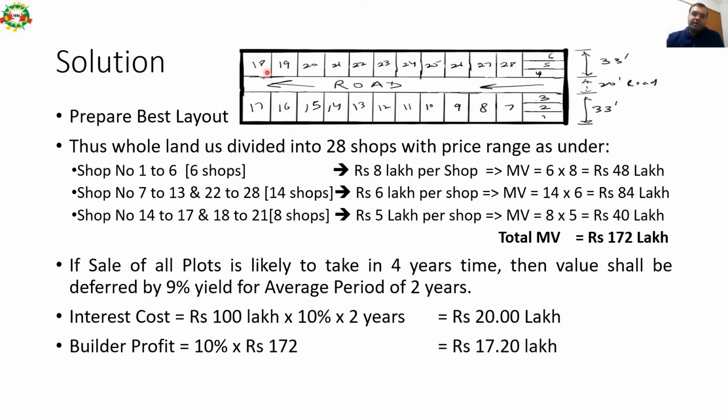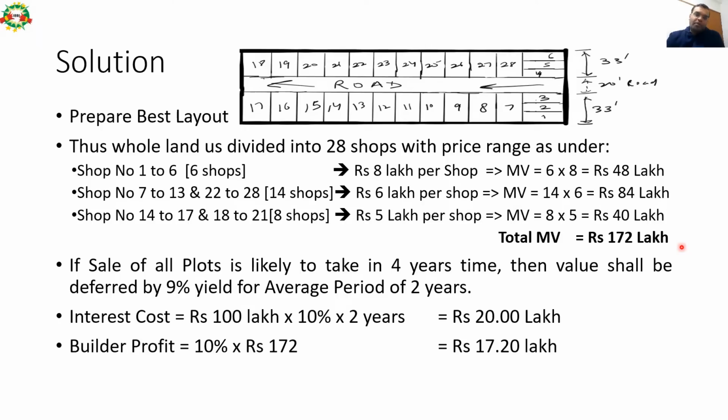And these backside 8 shops are at the rear location. Because of that backside location, let us assume the lowest valuation for these 4 this side and 4 opposite shops. These 8 shops have a value equal to 5 lakh rupees per shop. So put together the value of 8 shops will be equal to 40 lakh rupees. So here we can calculate the total likely gross receipt from the project by dividing that large piece of land into 28 shops, which is equal to 172 lakh rupees.